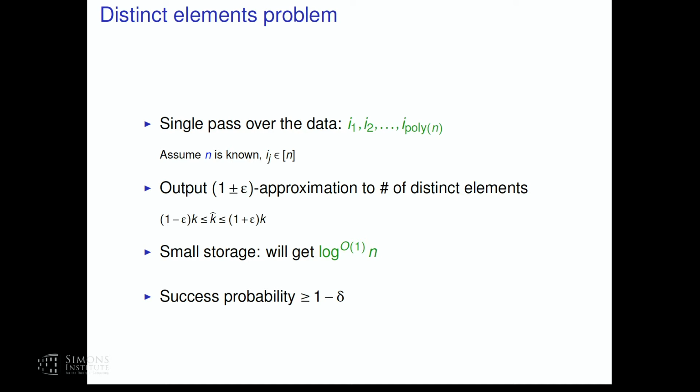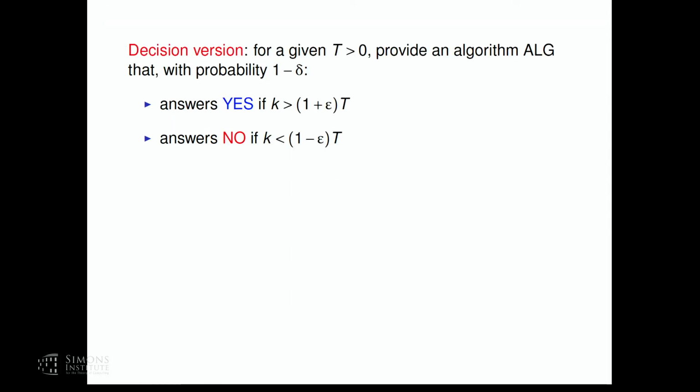We also want success probability at least 1 minus delta for some parameter delta. It turns out that such algorithms have to be randomized, so we have to tolerate some failure probability. All right, very nice. Let me remind you how such questions are solved, and this will be a nice way of introducing sketching techniques. It turns out that it's easier to think about the decision version of this problem. Namely, don't try to approximate the number k of distinct elements, but rather, given a threshold t and a data stream, figure out whether we have seen more than t distinct elements or fewer than t distinct elements. That is, we want an algorithm that if the number of distinct elements is bigger than (1 plus epsilon) t, says yes. If it's smaller than (1 minus epsilon) t, says no.